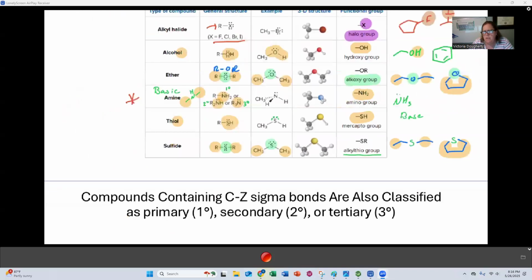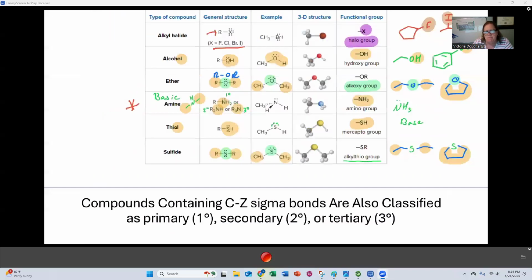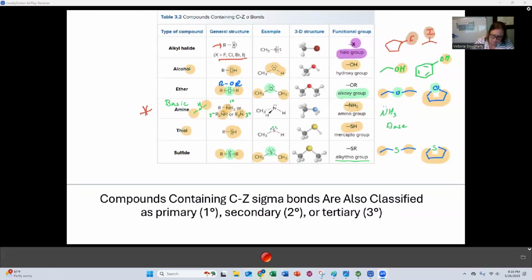This is almost everything that we're going to cover this semester in terms of the chemical properties of these puppies, plus the hydrocarbons. So for organic 1, we're going to talk about the chemical properties.